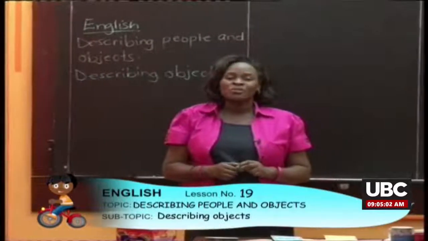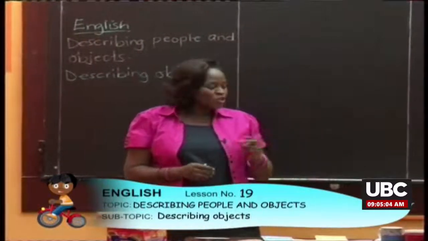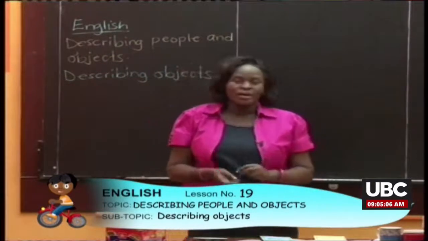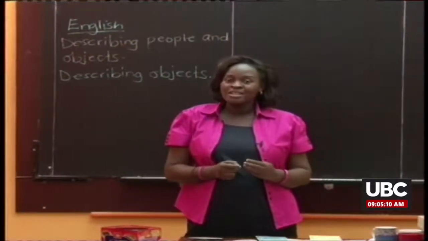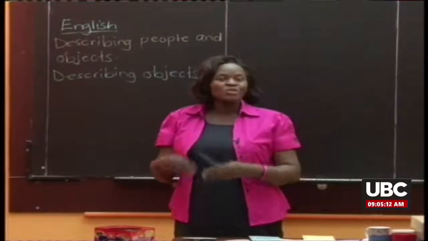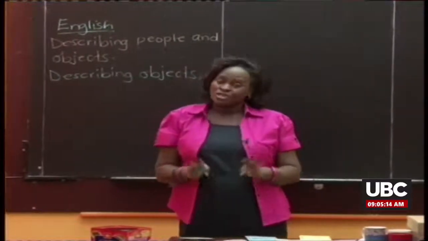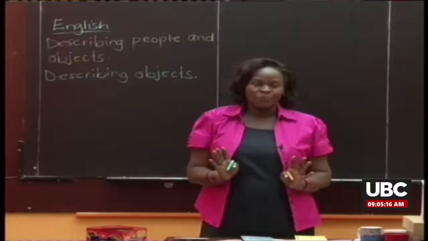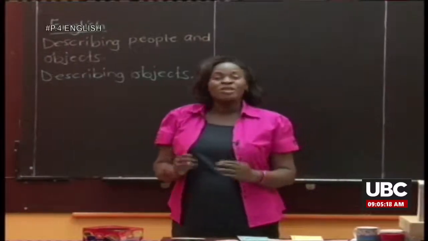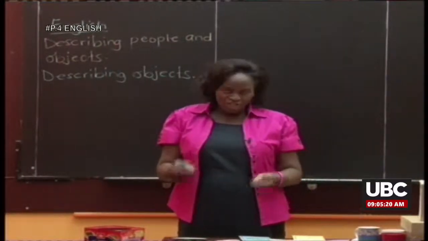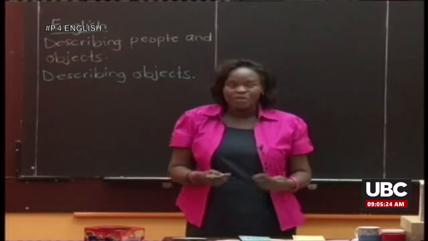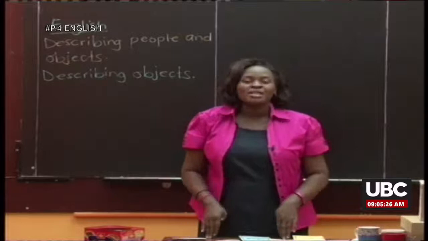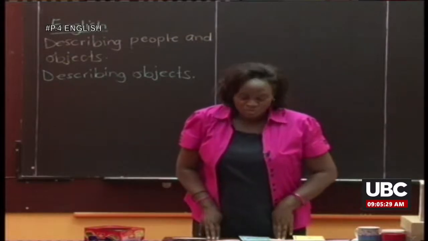But before we look at the words we use to describe objects, we need to know, what do we look at when we are describing objects? Remember, we are looking at adjectives, the words we use to describe something, to describe objects, to describe people. And why do we describe? We describe so that we can appreciate how everything was created and how it was made. Now, what do we consider when we are describing objects?